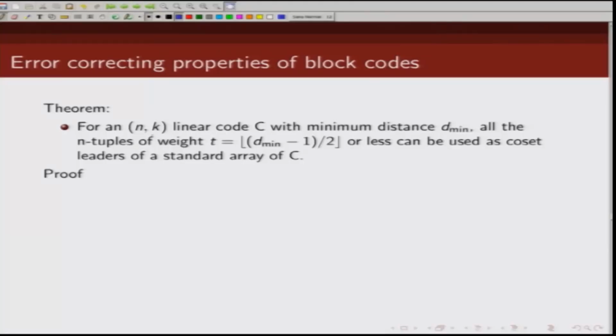Next, we are going to prove a result which is as follows. If we have an (n,k) linear block code whose minimum distance is d min, where d min lies between 2t plus 1 and 2t plus 2, then we can show that all n-tuples of weight t or less can be used as coset leaders in our standard array. So, we are going to prove this result using the method of contradiction.